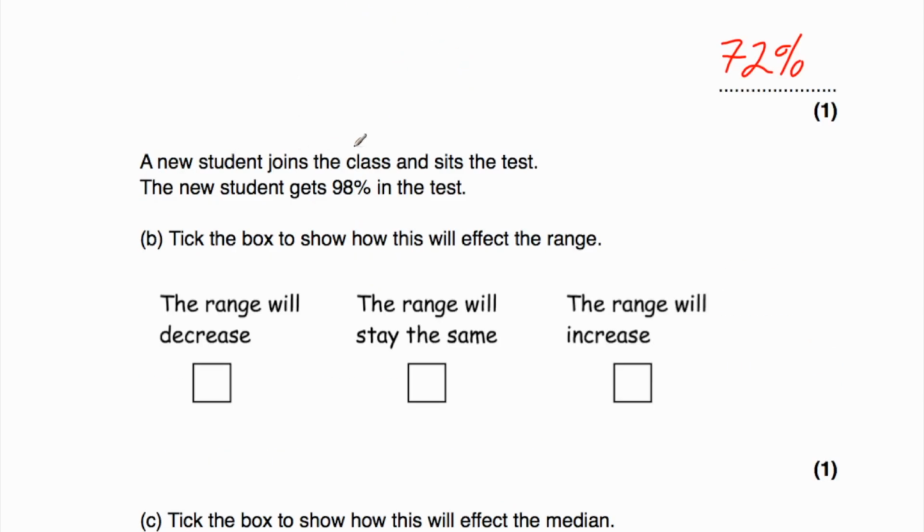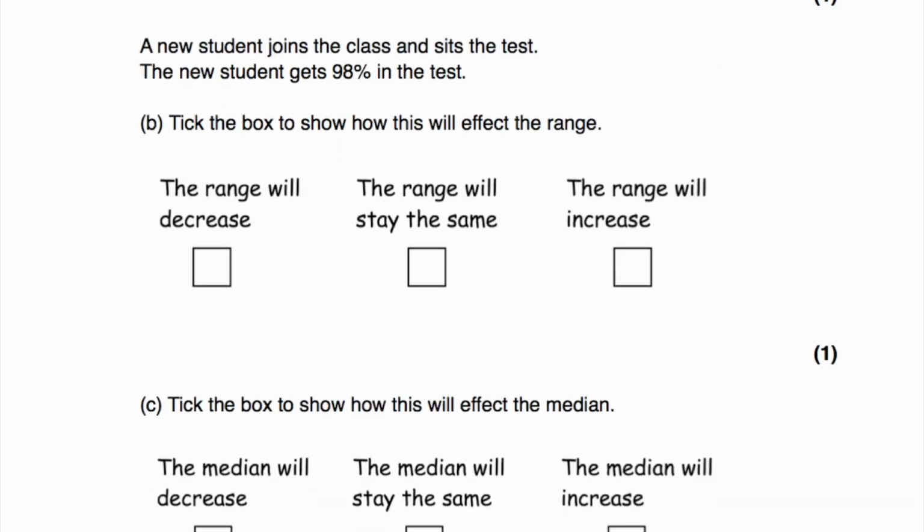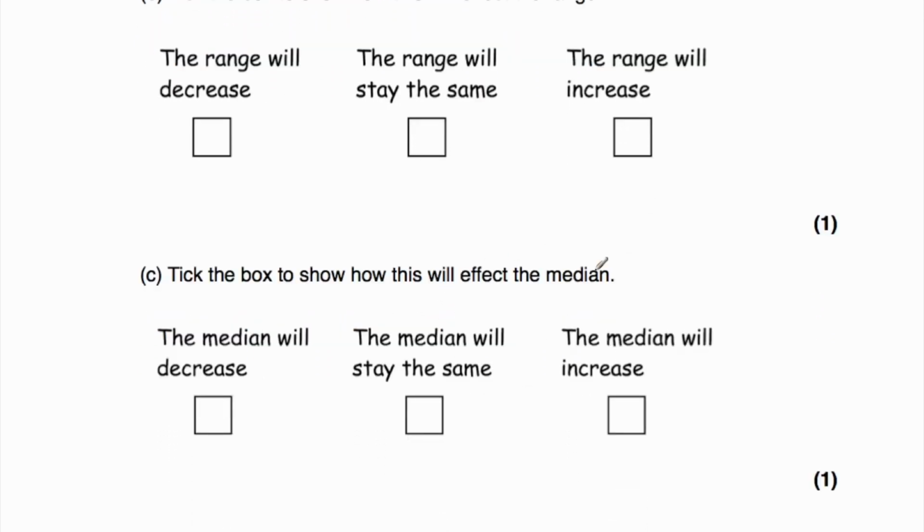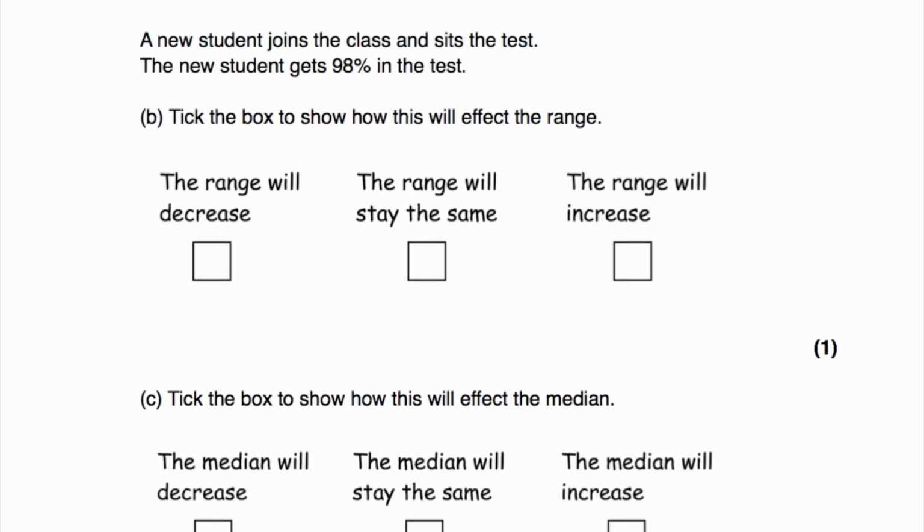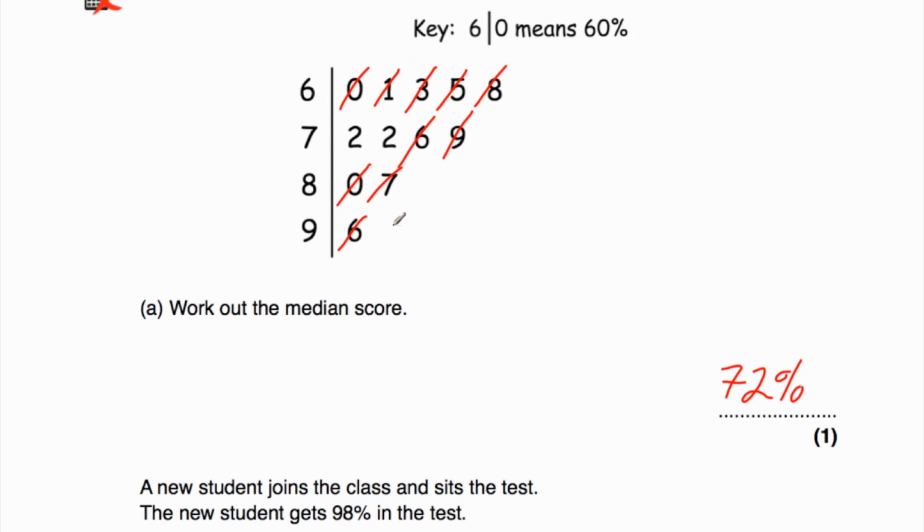We're then told a new student joins the class and sits the test, and this new student gets 98%. So this new student clearly knows what's happening in this test, and they get 98%, which is a great score. We're asked to tick the box which will show what effect that has on the range, and we're also asked what effect it will have on the median in part C as well.